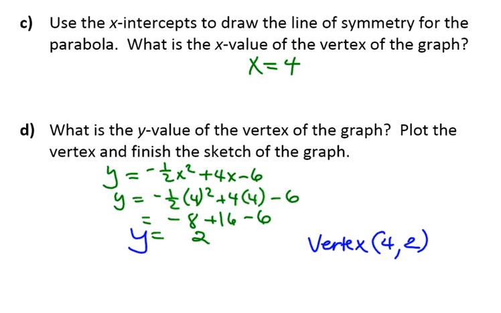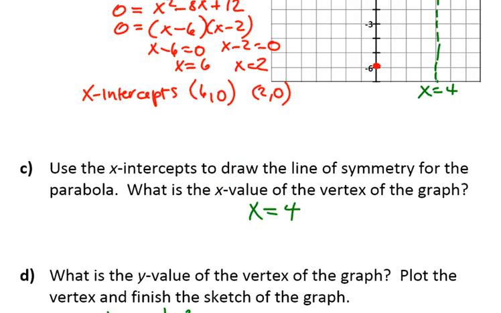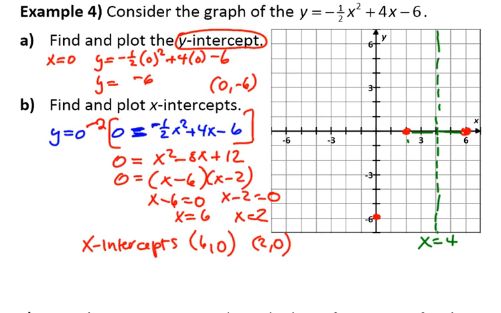So let's go back up to our graph and find the point 4, 2, which is right here. And then we can sketch it again. You can see right here, I have for that direction, so I'm going to go for this direction. There'll be another one over here to the side. So we kind of sketch this parabola in.